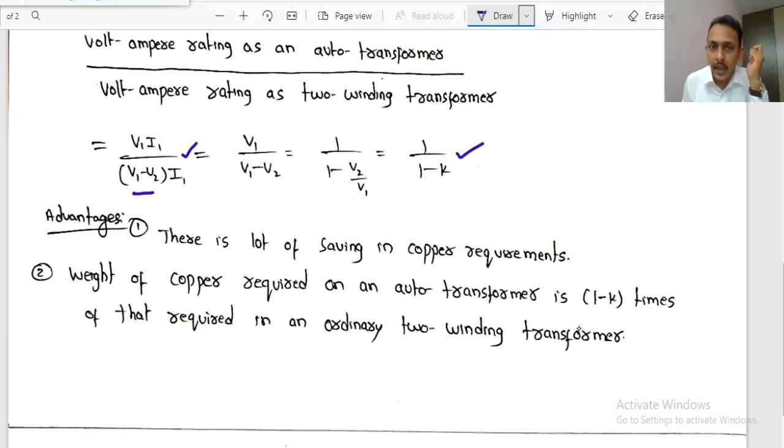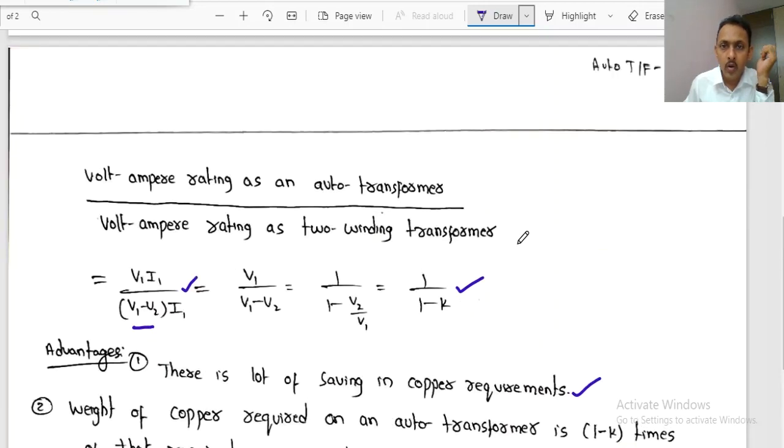Right, coming to its advantages, in this autotransformer there will be a lot of saving in the copper requirement, and the weight of copper required in an autotransformer is (1 minus K) times that required in an ordinary two winding transformer. So these are the important points related to the autotransformer.